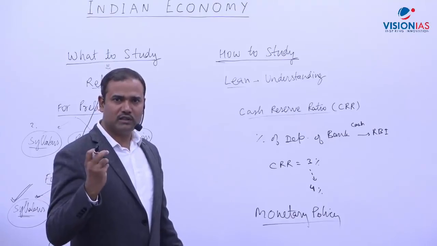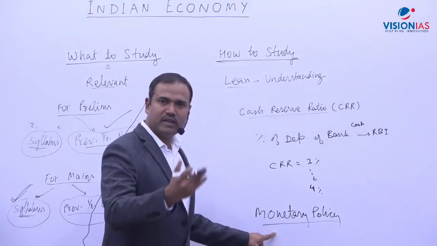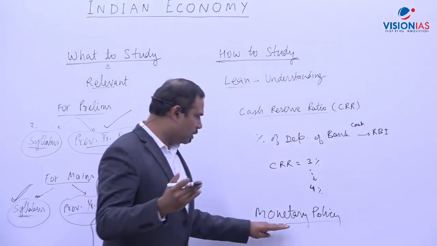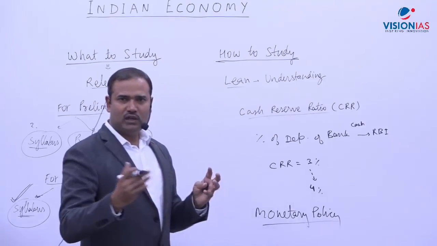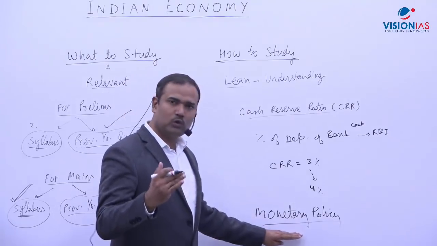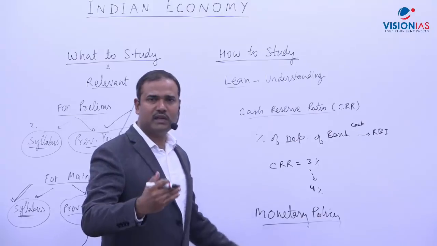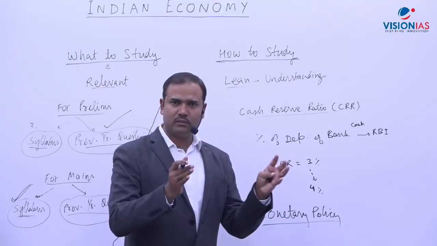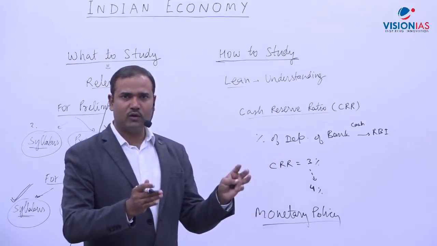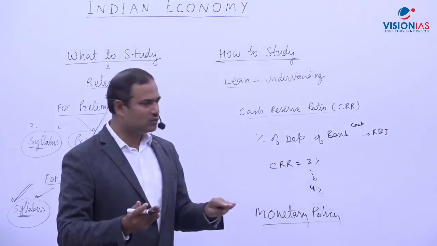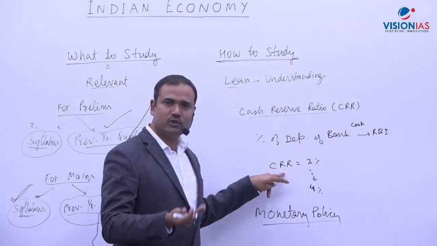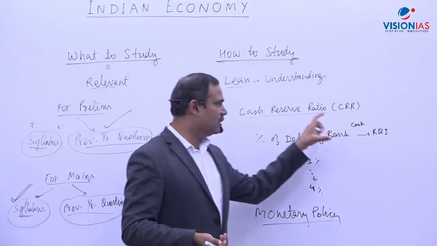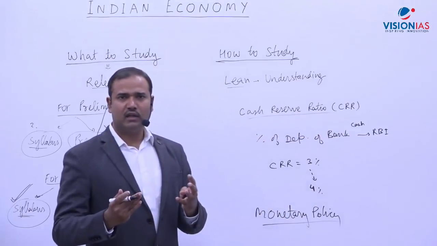So what is monetary policy? Monetary means related with money, means money supply, total currency and bank lending in the economy. So it deals with what? It is the policy through which the Central Bank regulates money supply in the economy. So very simple. The policy through which RBI regulates money supply in the economy, that is monetary policy. And one instrument of monetary policy is cash reserve ratio. I told you, the percentage of deposits which banks have to keep with RBI. So this is just an illustration.